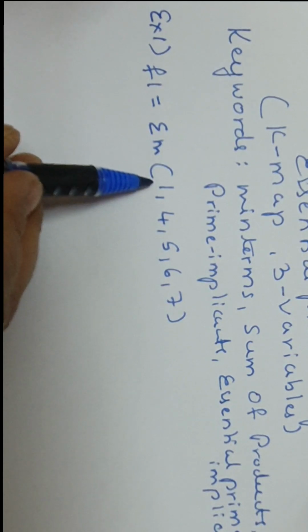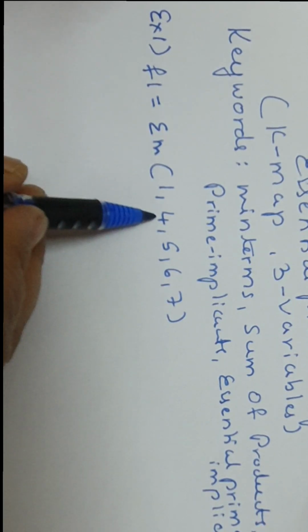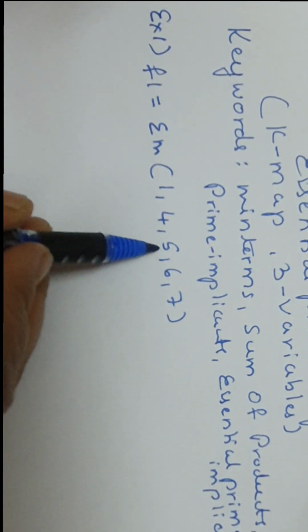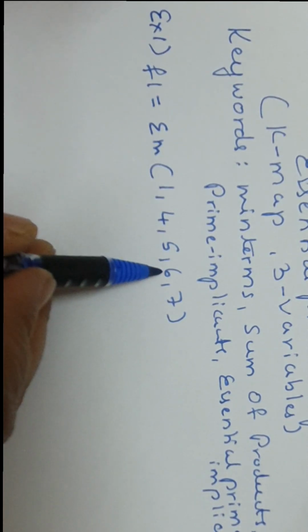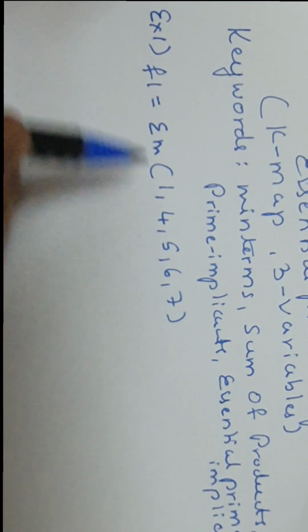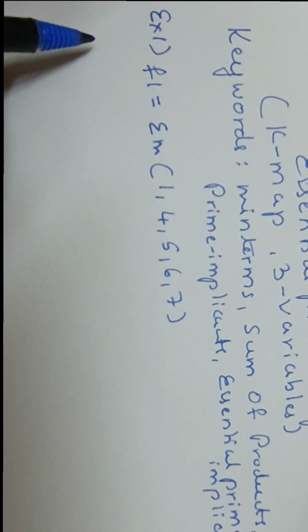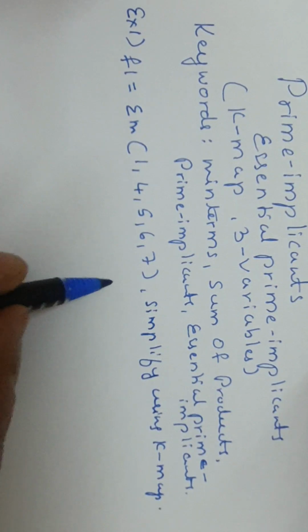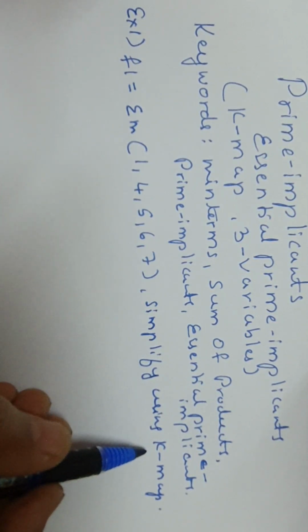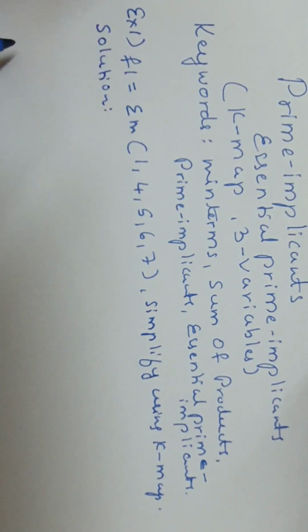1 means x' y' z. 4 means x y' z'. 5 means x y' z. 6 means x y z'. 7 means x y z. If x, y, z are taken as input variables, the problem is to simplify the given Boolean function of three variables using K-map. Hence the solution is as follows.